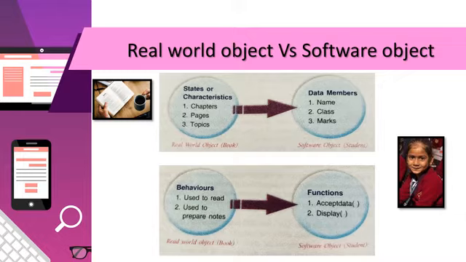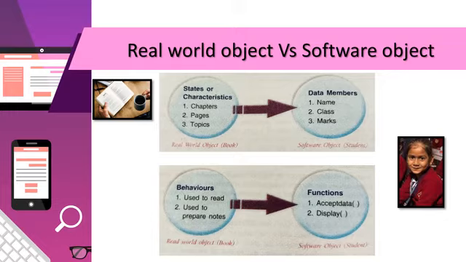So the book has different characteristics or states. What are the characteristics a book has? In the book, chapters will be there, pages will be there, and topics will be there. Let us move on to the software object. What we are calling the characteristics in the real world object are considered as data members in the software object. So student is the object. What are the data members of the student? The name, class and their marks. These are the data members.